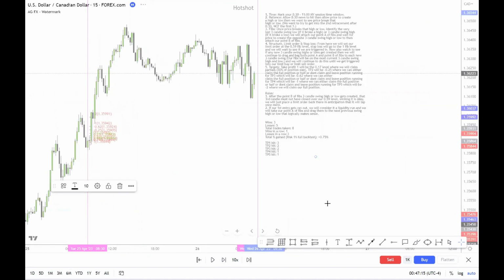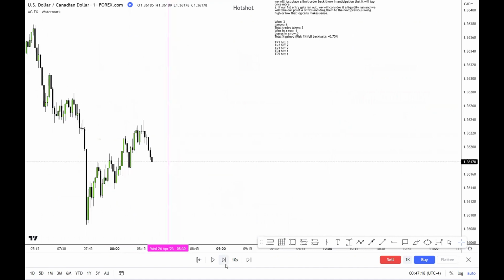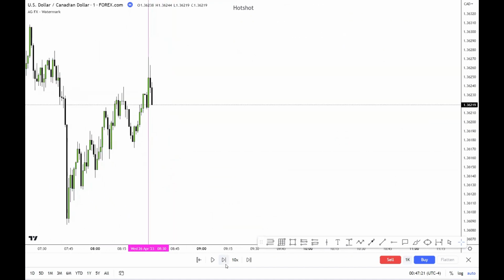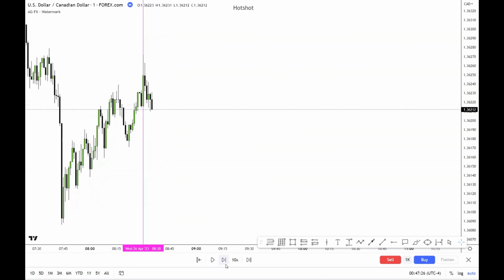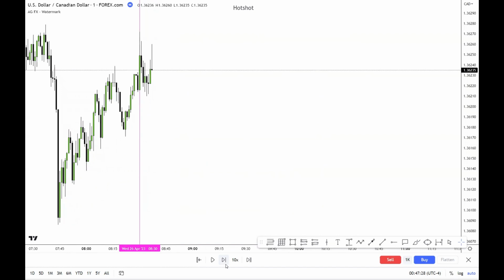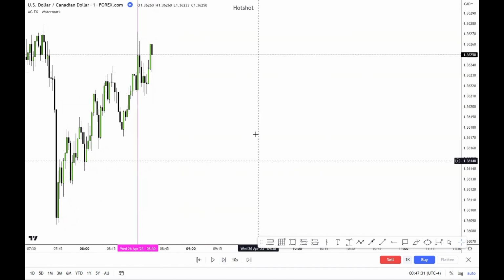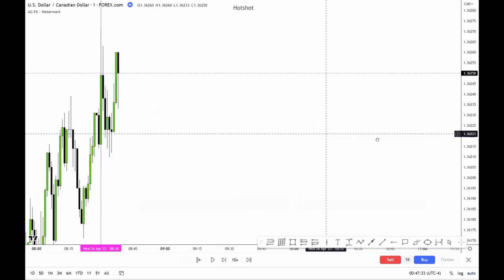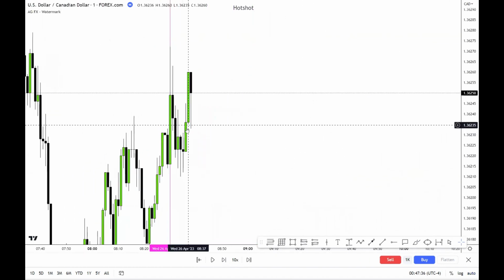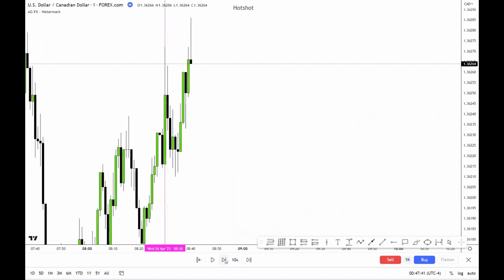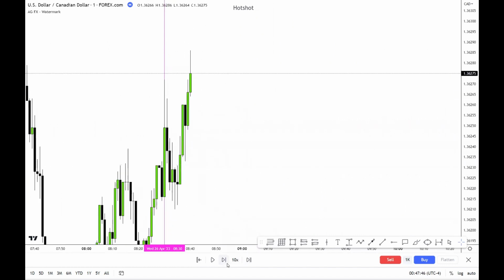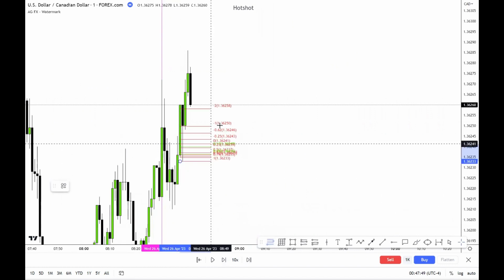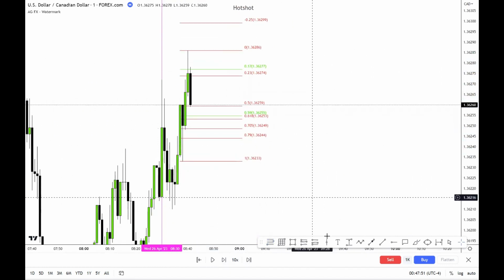Drop to 1. Okay, 8:30. Ran out liquidity. Expansion. Tapped into fair value gap. Rebalance and imbalance. Let's consider this the intermediate term low. If it creates a high, there it is. We'll go from here to here. And we'll enter right here.